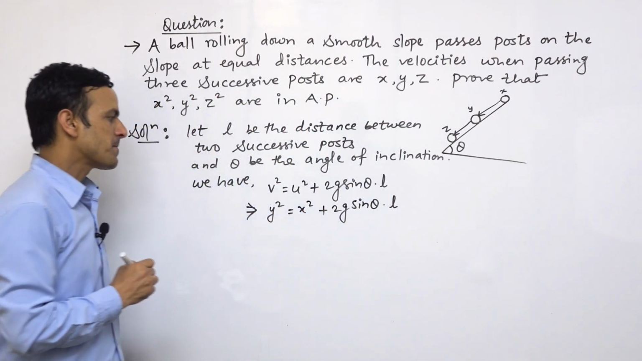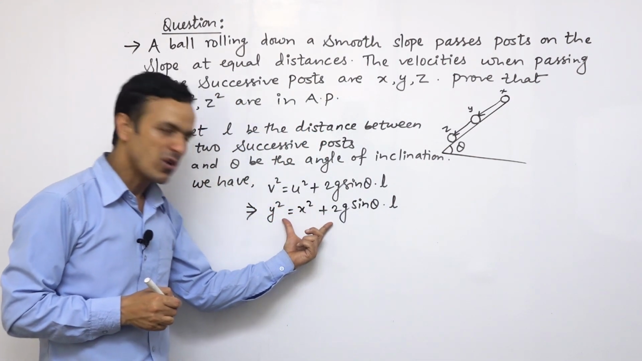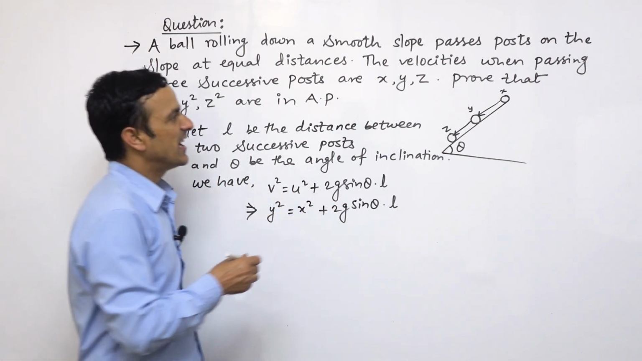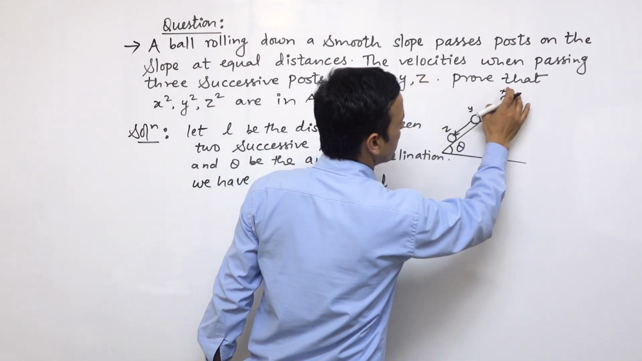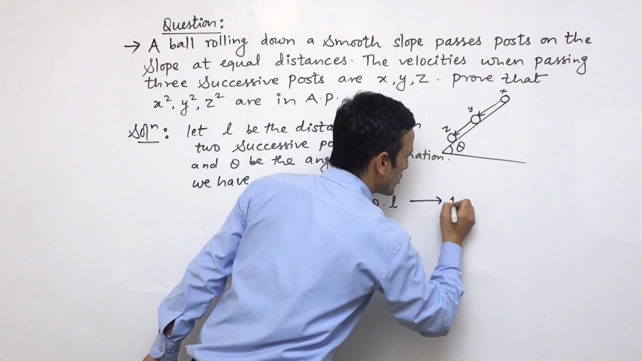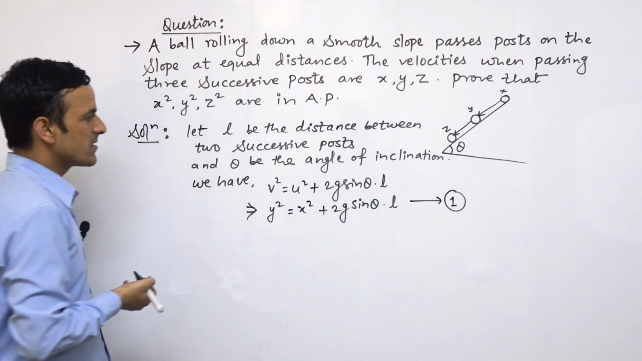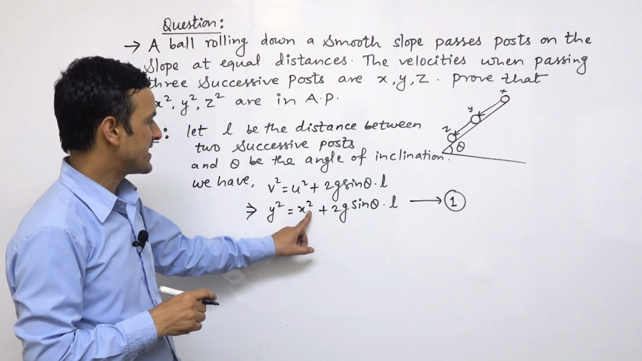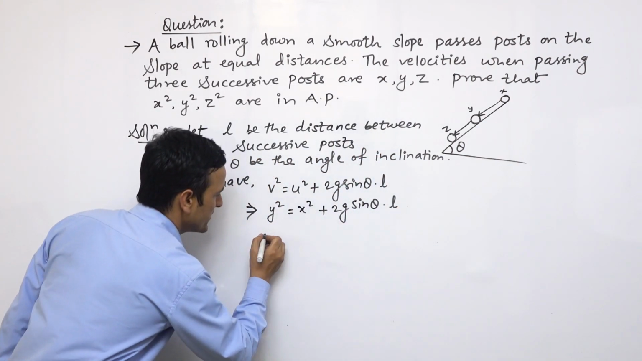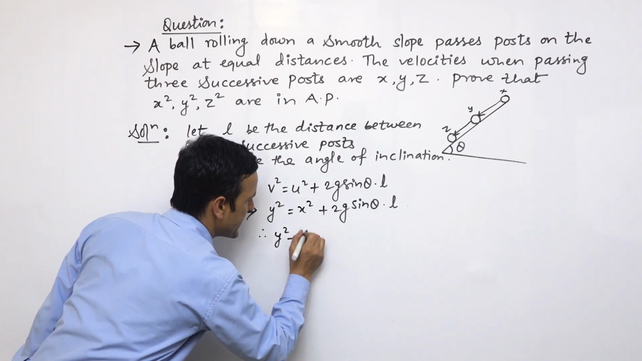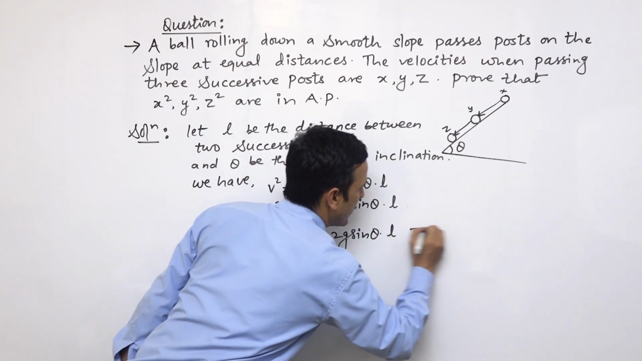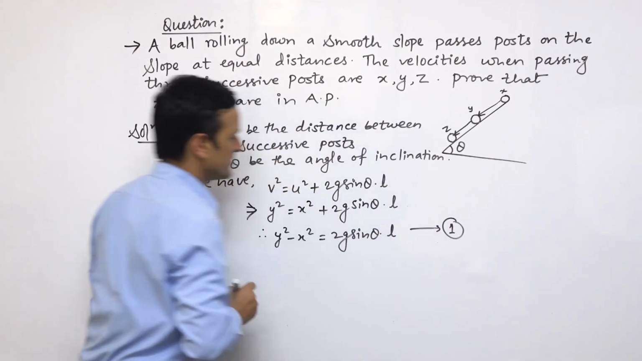So this is the expression or equation from this one. So the actual formula is this, and velocities are given here, x, y and z respectively. So we get this term, equation 1. Or we can write y square minus x square, or better to express in this form. Therefore y square minus x square is equal to 2g sine theta into L. So this is equation 1.